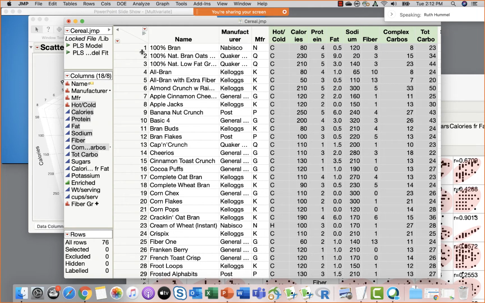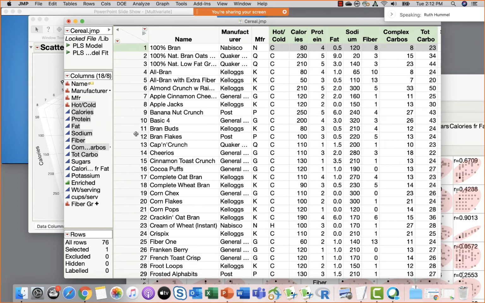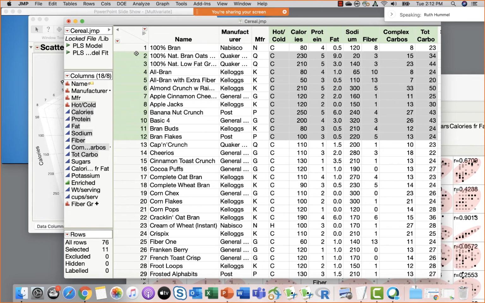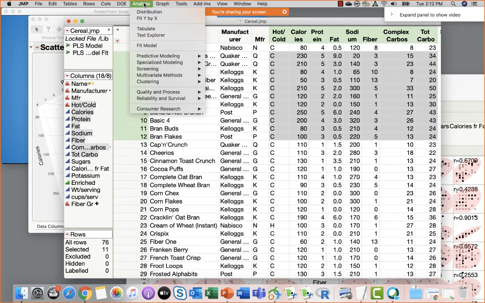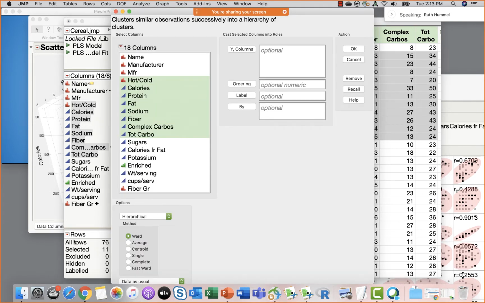So we'll start with the typical way we talk about clustering, which is clustering the rows and finding segments. Segments of cereals that seem similar. To do this, we would go to Analyze and Clustering. This would be like a hierarchical cluster or a k-means cluster. Hierarchical cluster is a great tool when we've got a moderate sized data set, so maybe up to 2,000 rows. And we're definitely in that circumstance. We have only 76 rows.